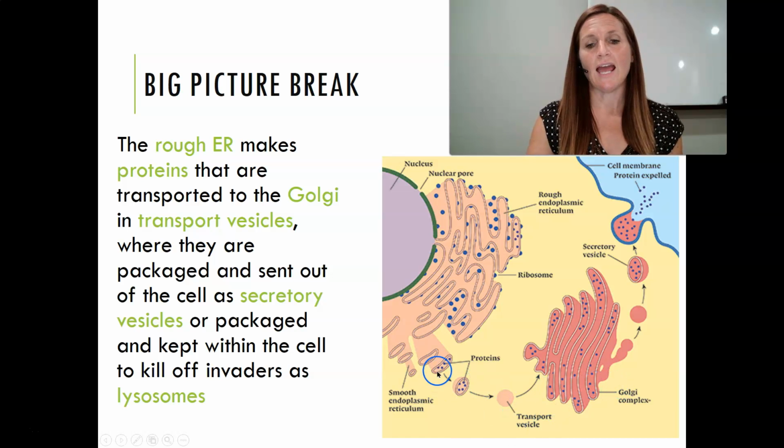So this is looking at this process. So you can see that the rough ER makes these little transport vesicles full of protein that leave and travel to the Golgi. When they reach the Golgi, they move through the Golgi apparatus, the Golgi complex, the Golgi body, whatever you want to call it, and then they're shipped out in a secretory vesicle. And the secretory vesicle then merges with the membrane and excretes or secretes the proteins that had been packaged into the secretory vesicle.